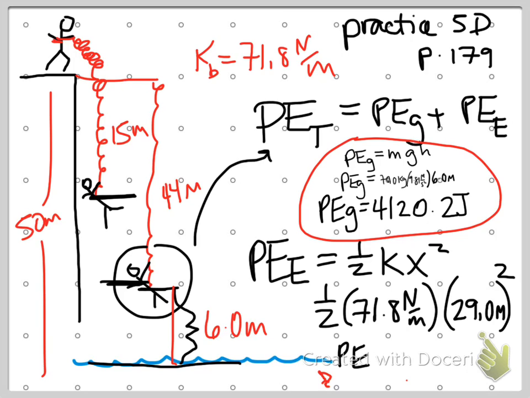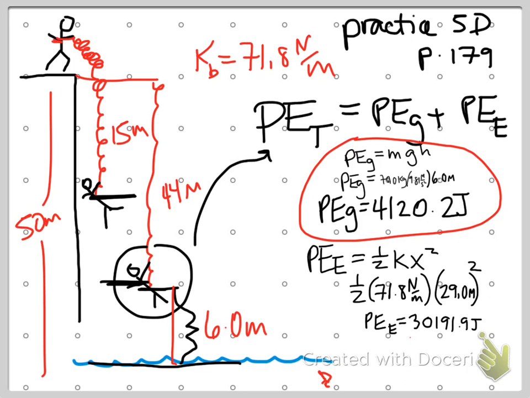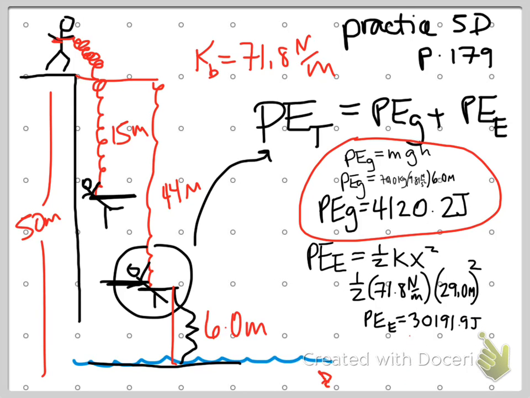So the elastic potential energy, we get a raw value of 30,191.9 joules. Awesome. So, what your book would have you do is add those two together for your total potential energy. Let me shrink these both.